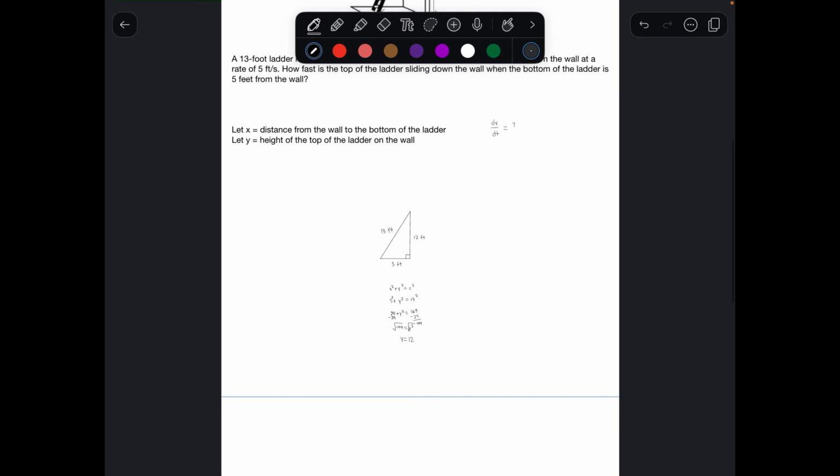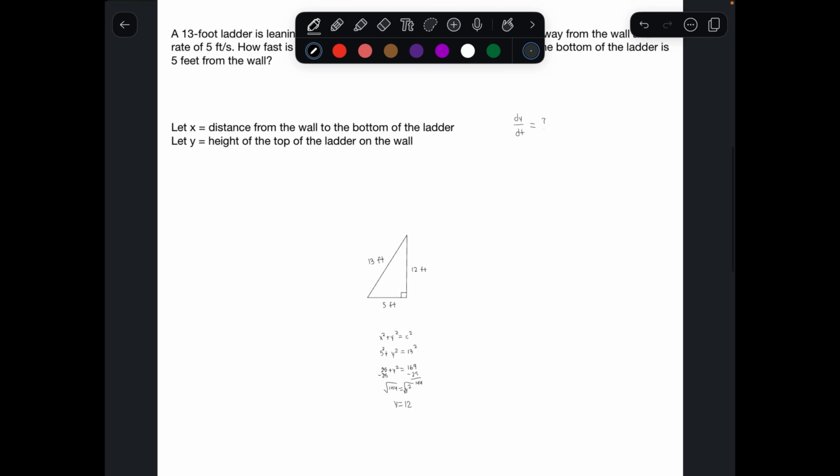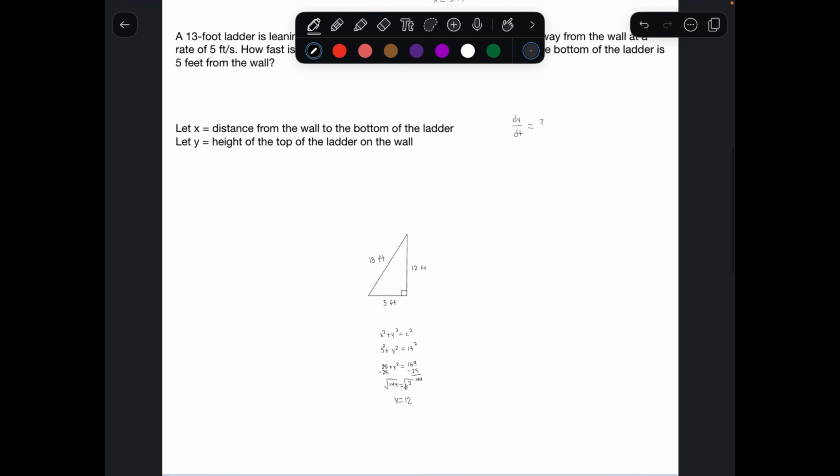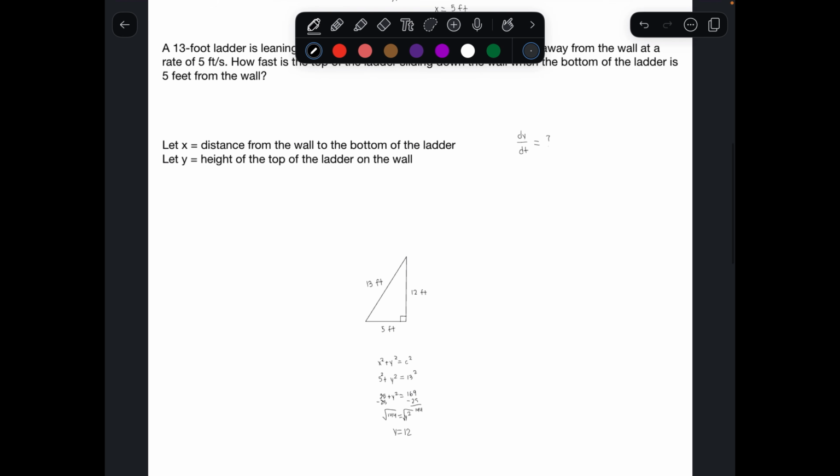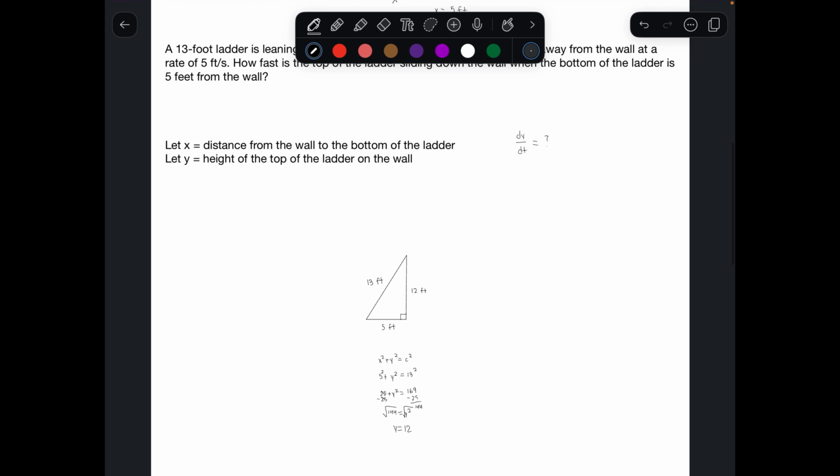So now we know the height of the top of the ladder on the wall is 12 feet. And I'll show you why figuring that out is important. And we also know that the distance from the wall to the bottom of the ladder is 5 feet.